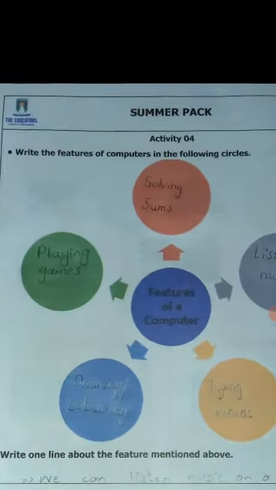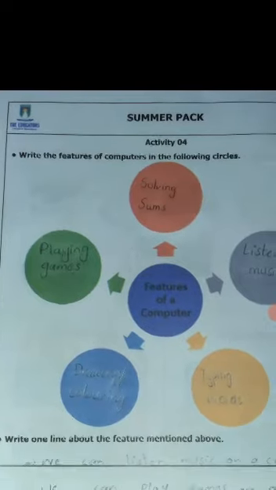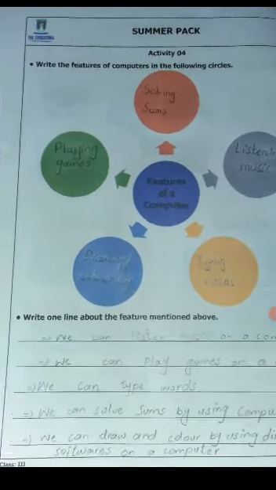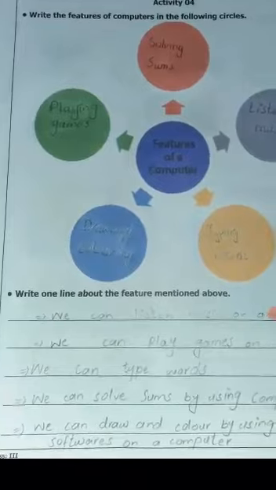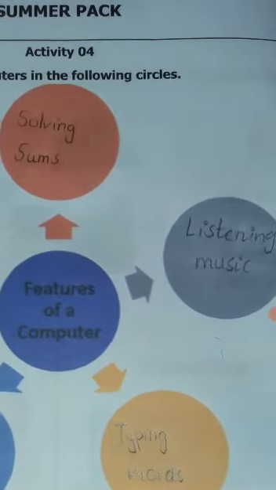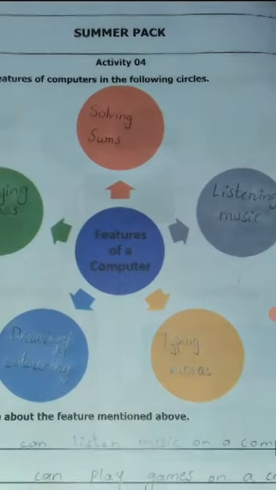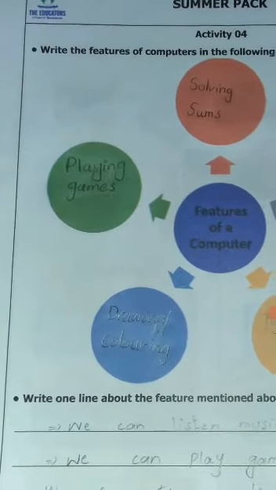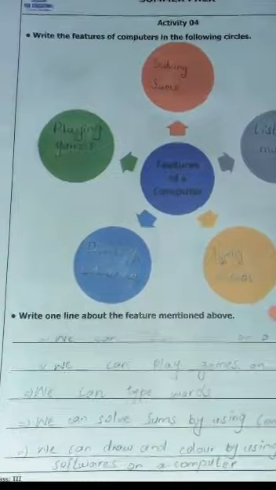Here activity number 4 is about write the features of computer in the following circles and write one line about the feature mentioned above. Features of a computer are solving sums, listening music, typing words, drawing and coloring, playing games. Write one line about the feature mentioned above.